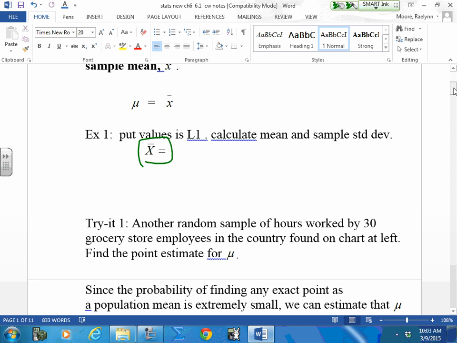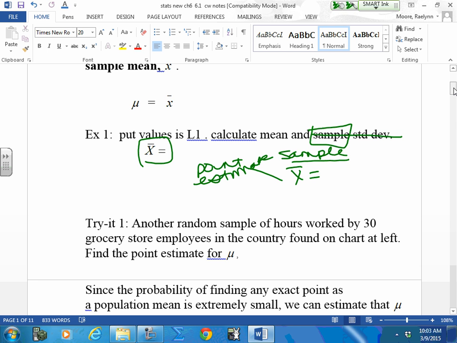This is a sample. I don't need your sample standard deviation; you can take that out of there. This is your sample, because we're not going to use your sample standard deviation. So I want your X bar. This is your point estimate. We need somewhere to estimate this interval, so plug them into your L1. Just plug them in and find me your mean. We're going to need this for your point estimate, your X bar, your mean.